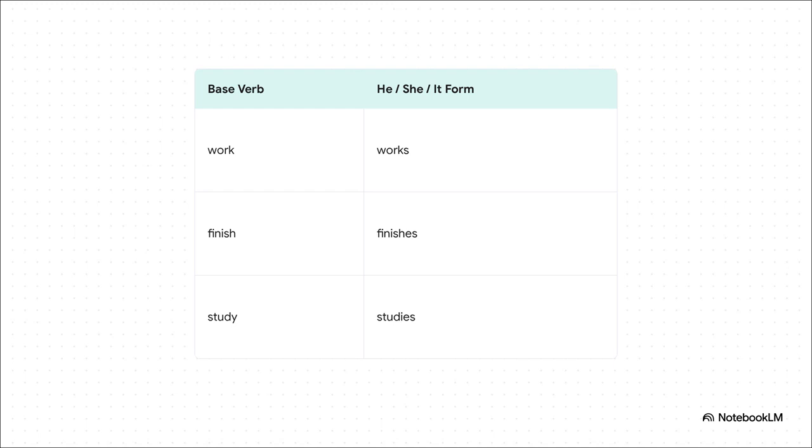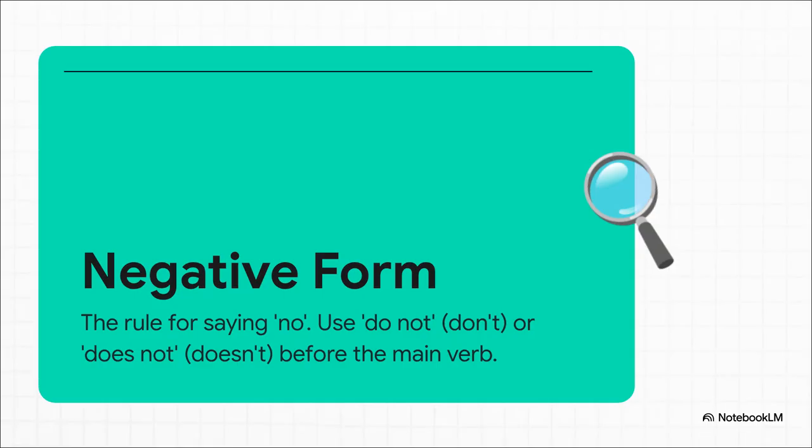If a verb ends in something like sh or ch, like the word finish, we add es to make finishes. And if it ends with a consonant plus y, like study, we drop the y and add ies to get studies. All right, on to step 2, how to make a sentence negative.